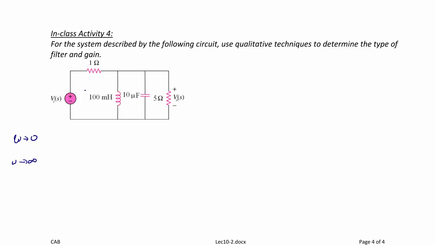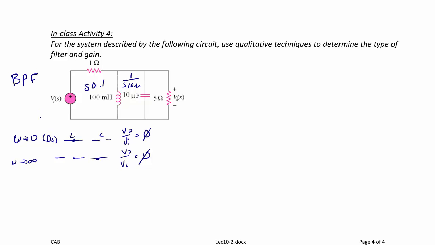Remember, in the frequency domain, the impedance of the inductor is S 0.1 and the capacitor is 1 over S 10 micro. So as omega goes to 0, this would be DC conditions. So the inductor looks like a short circuit and the capacitor looks like an open circuit. And at that point, the output, V out over Vn, because we have that short circuit in parallel with the output, is going to be 0. As omega goes to infinity, the inductor looks like an open circuit and the capacitor looks like a short circuit. So once again, V out over Vn would be equal to 0. So this tells me that it's got to be a bandpass filter because that's the only filter we have where the extremes are 0 on both ends.